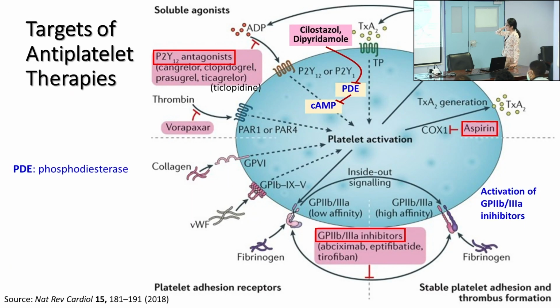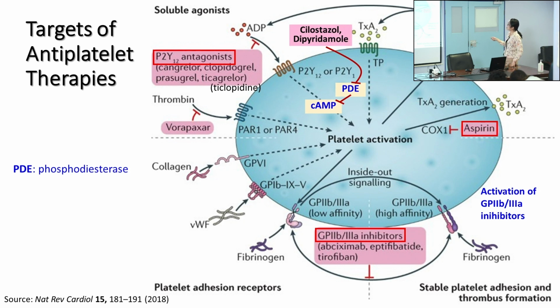Okay, and so now let's take a look at the targets of the antiplatelet therapies. I think aspirin, okay, aspirin is the most famous one. Aspirin is here. Aspirin can inhibit COX-1, and COX-1, this enzyme, is in charge of the generation of thromboxane A2. So aspirin can inhibit the generation of thromboxane A2.